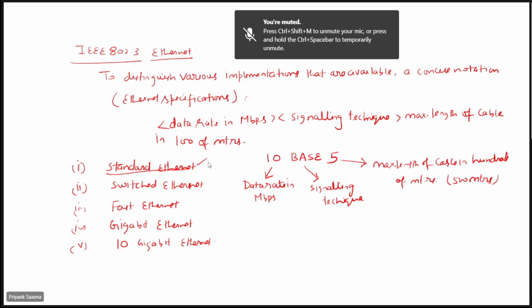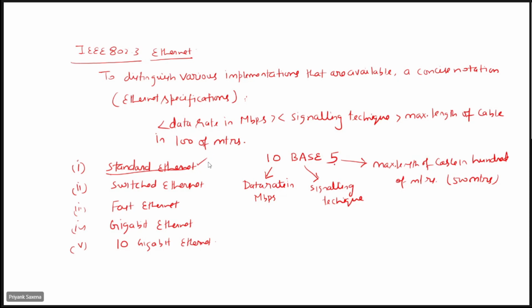Data rate in Mbps, we write like this, 10 base 5. Okay. So what does that mean? It says the data rate in Mbps, the signaling technique, and 5 is the maximum length of cable in 100s of meters. So 10 base 5 means 10 Mbps, baseband signaling, and the cable length is 500 meters. Okay, so the Ethernet specifications are like this.